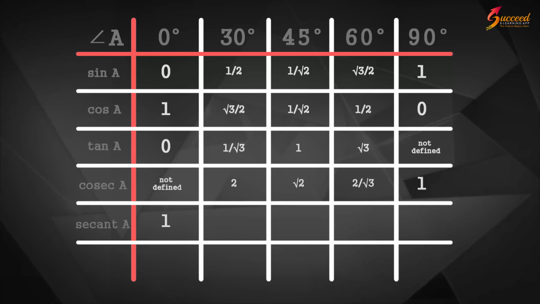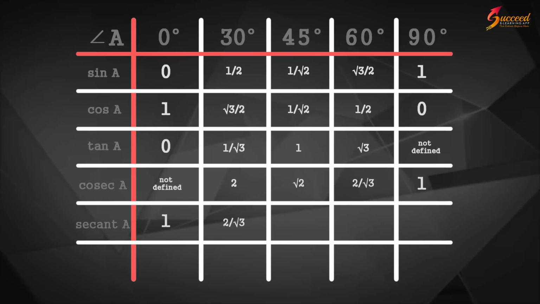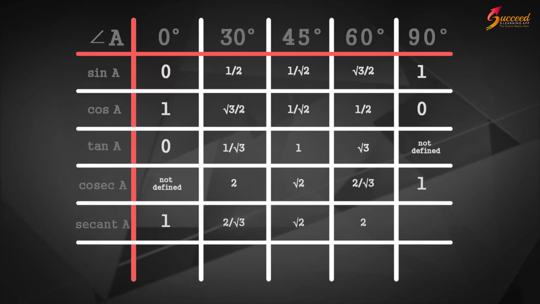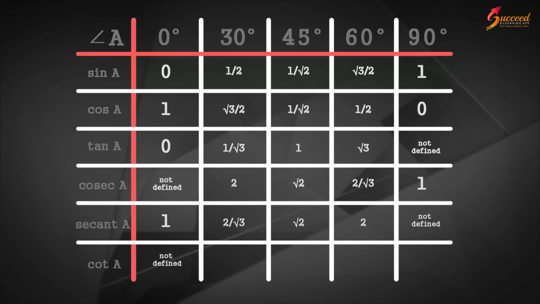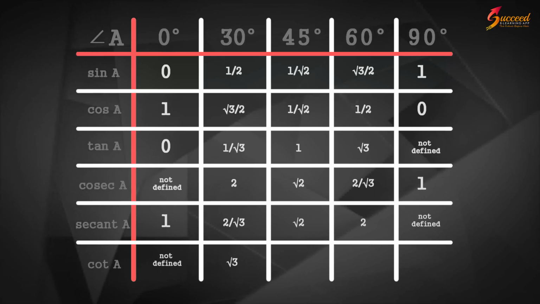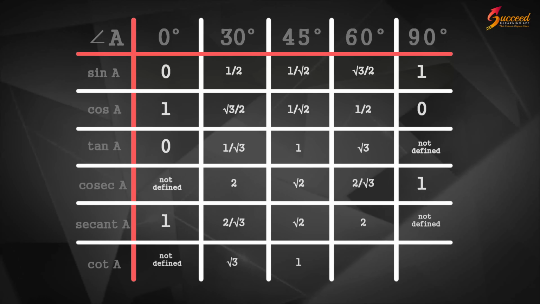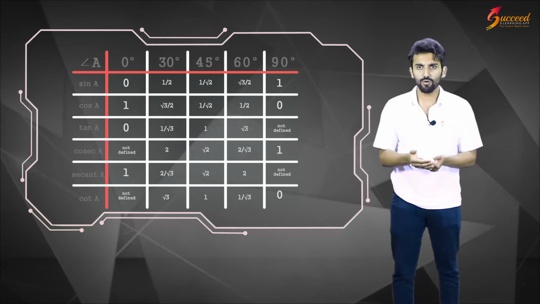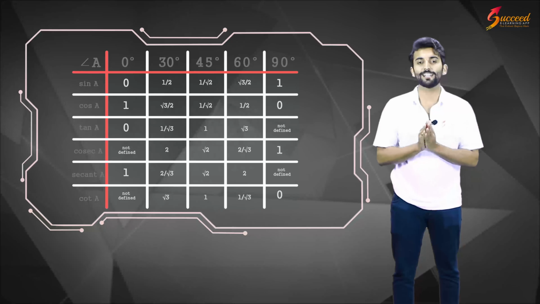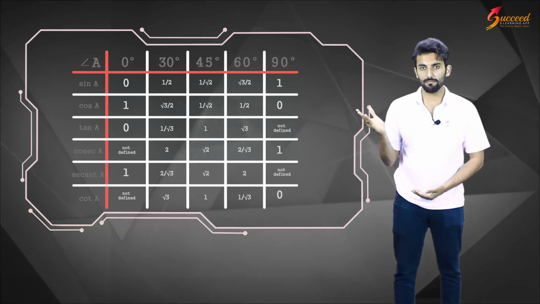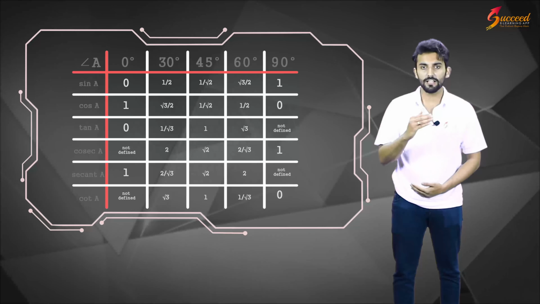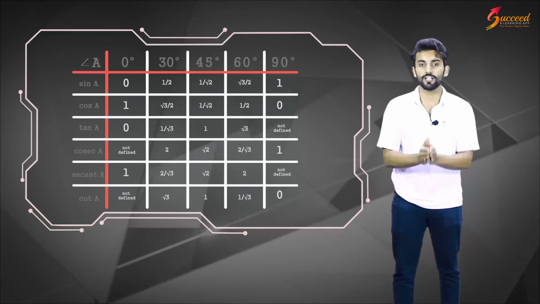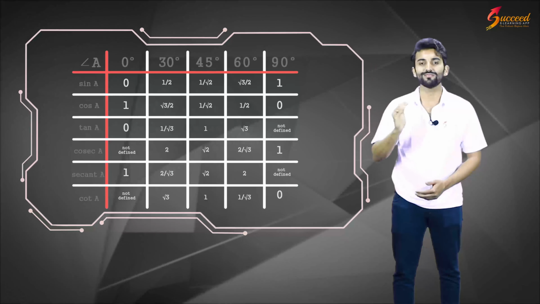Secant 0 is equal to 1, secant 30 degree is equal to 2 by root 3, secant 45 degree is equal to root 2, secant 60 degree is equal to 2, secant 90 degree is not defined. Cot 0 is not defined, cot 30 degree is equal to root 3, cot 45 degree is equal to 1, cot 60 degree is equal to 1 by root 3, cot 90 degree is equal to 0. These are very important values to find the practical solutions in trigonometry. From the table, we can observe that as angle A increases from 0 to 90 degree, sin A increases from 0 to 1 and cos A decreases from 1 to 0.